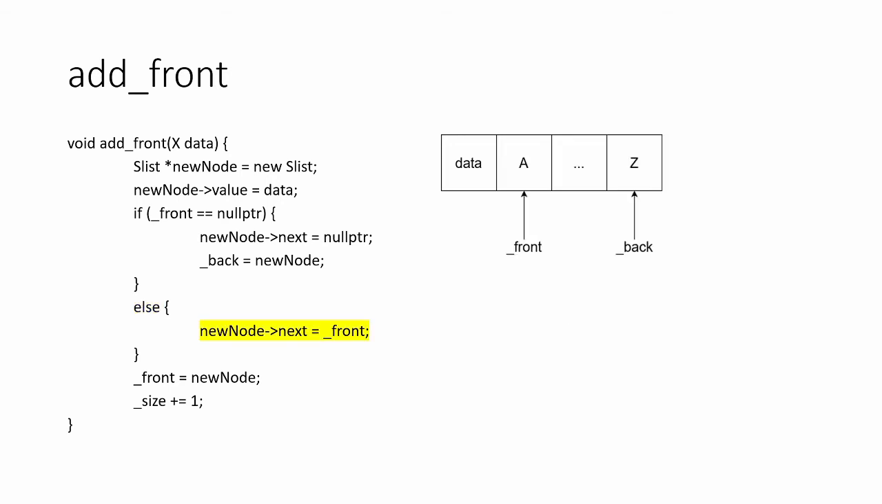So what I do is I say new node next is equal to front. So here I'm attaching this node to the linked list. And since new node next is equal to the front, it becomes our new front. So I need to reflect that, and it's done with the highlighted code here. And of course I need to increment the size by 1.